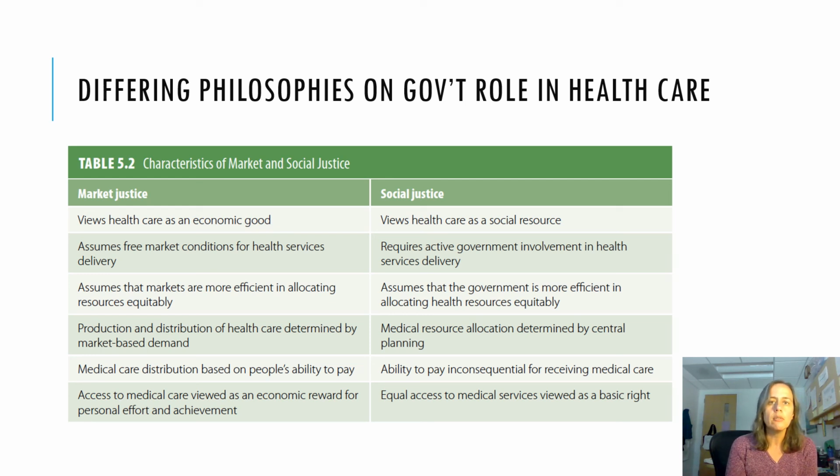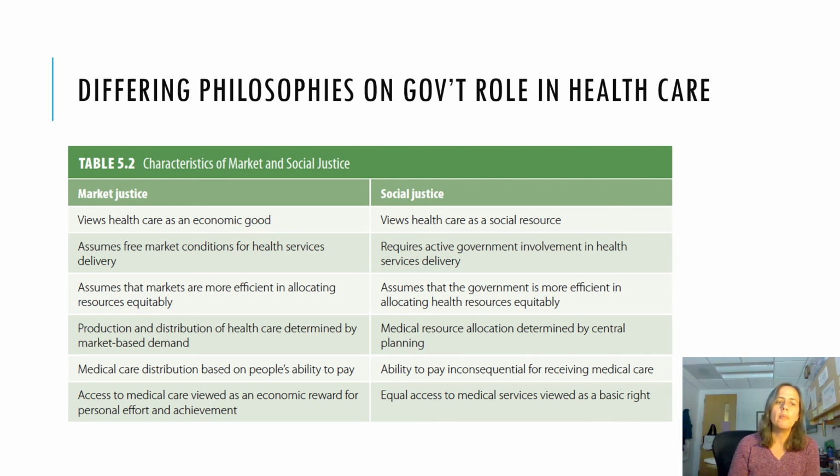But it's important to realize that it's because of these differing philosophies that underlie it, right? When we think about ethics, it's like our values and our principles. And so when it comes to our philosophies on the role of government in healthcare, again, as Americans, we tend to be pretty hands-off. We don't want our government getting involved in things more than many other nations. Exceptionally so. In the book, they talk about two different philosophies: market justice and social justice.